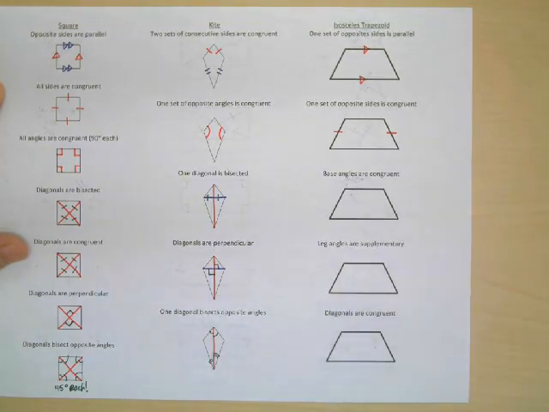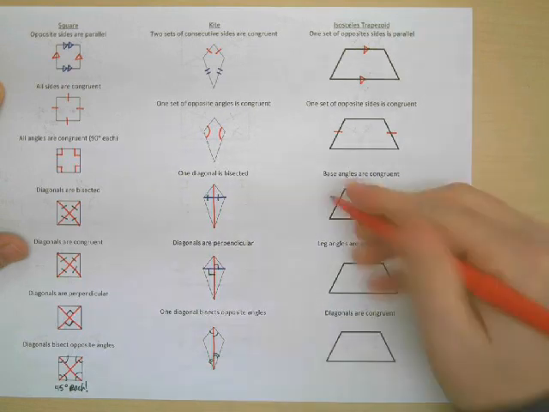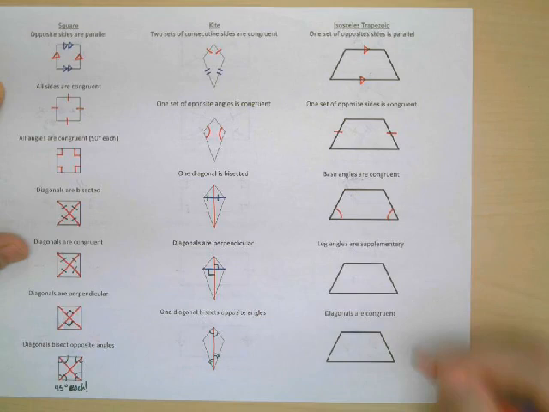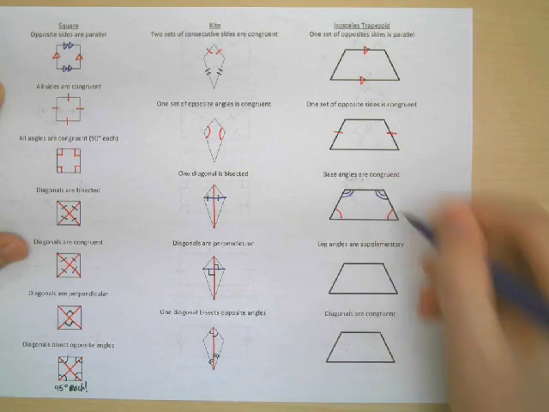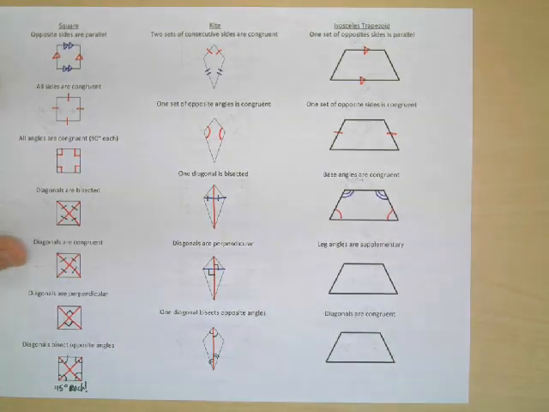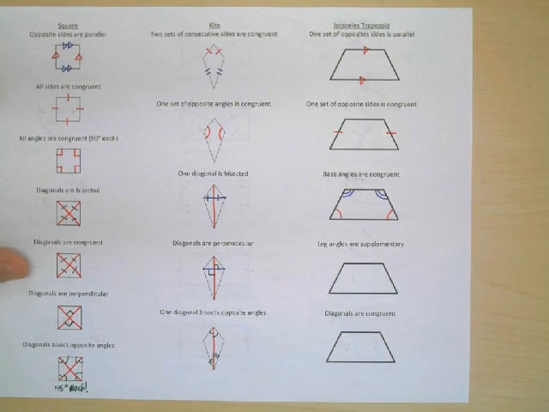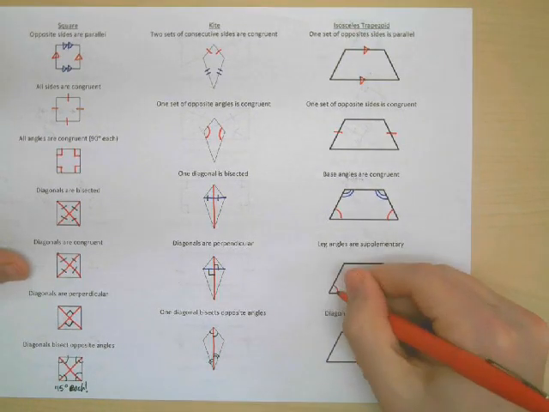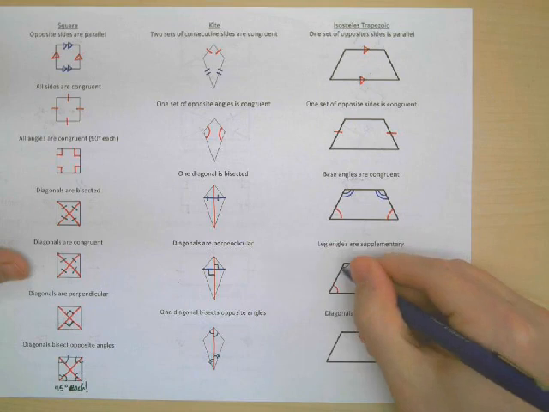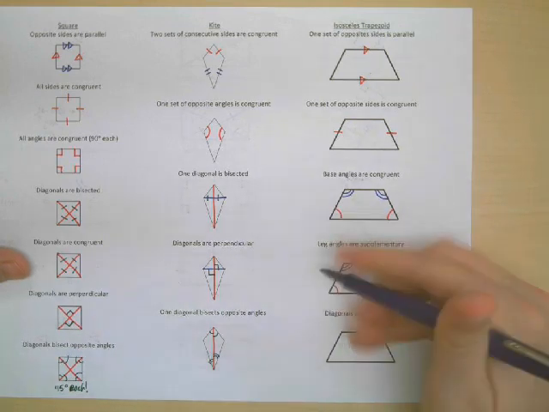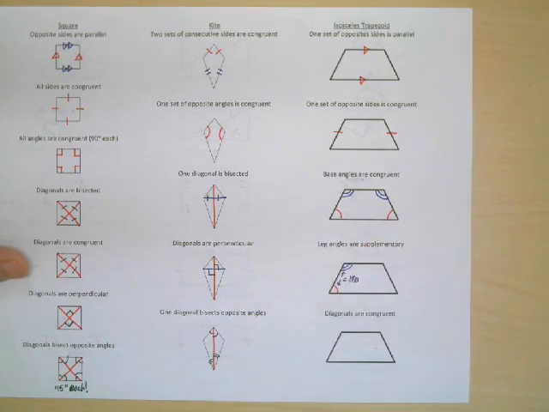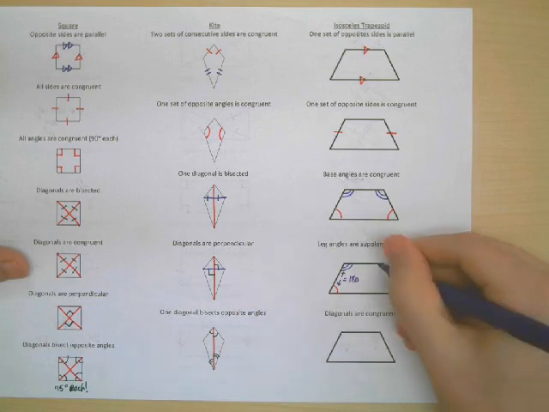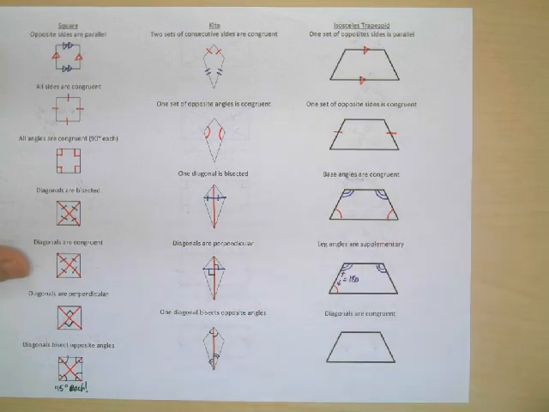Next, the base angles are congruent. So here's an example of base angles, these reds. Here's another example, these blues. So the base angles are congruent. The next one, leg angles are supplementary. So let me draw those reds and blues again. But this time, let me draw the arrows at them, and let me say that they equal 180. And same thing over here.